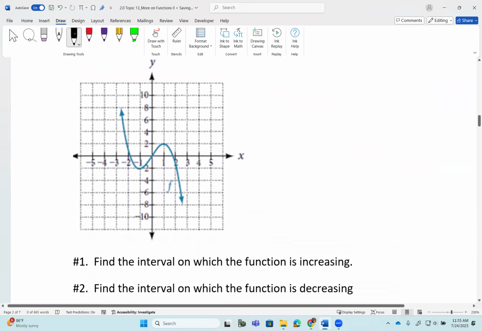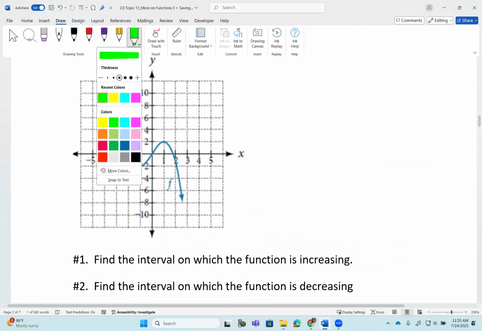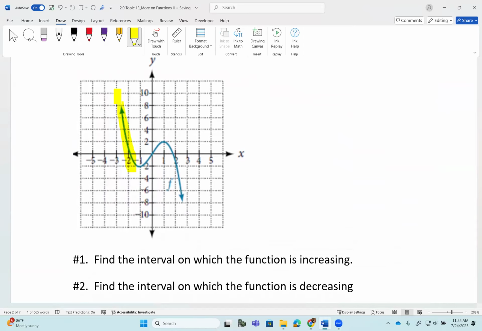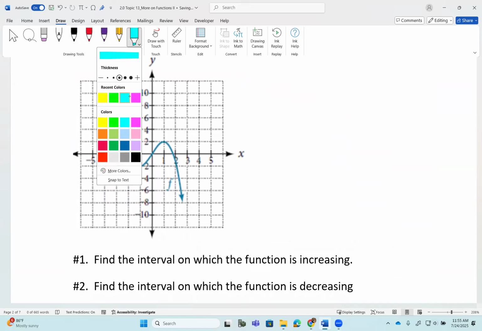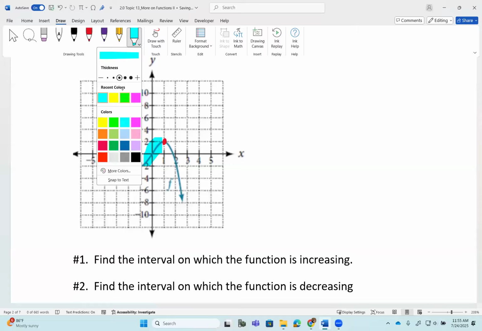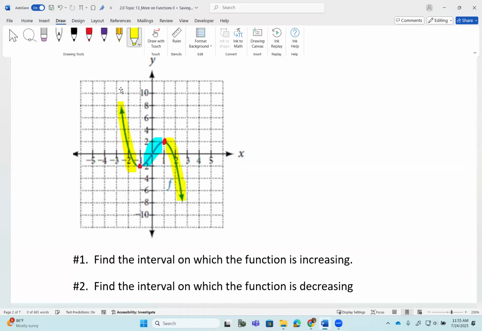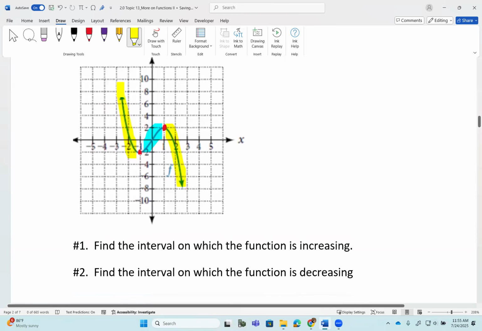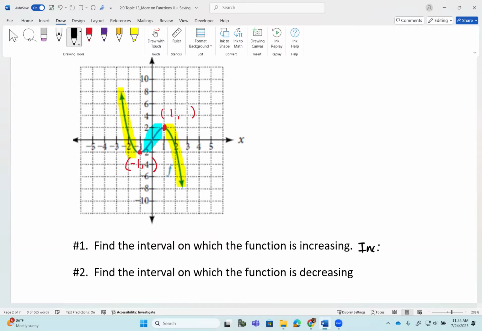All right, let's try another one. For this one, I can see from left to the right this is decreasing, and then after this point, the graph goes upward. And then after this point, the graph goes downward again. So I have one part that's increasing. Let's find out the x values of these points. The x value here, this red point, is negative 1. This x value is positive 1. So the part of the graph that is increasing is from negative 1 to positive 1 on the x-axis.